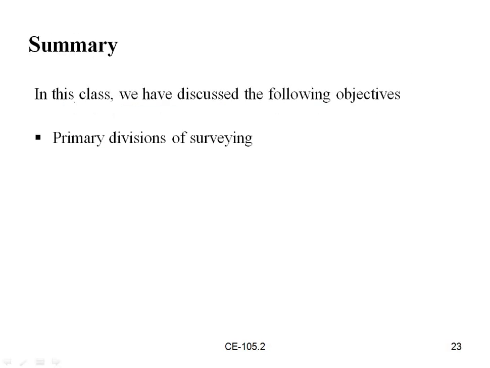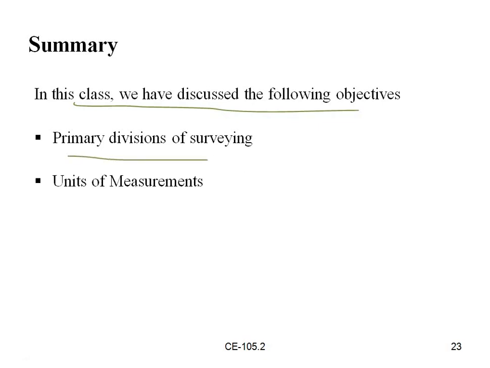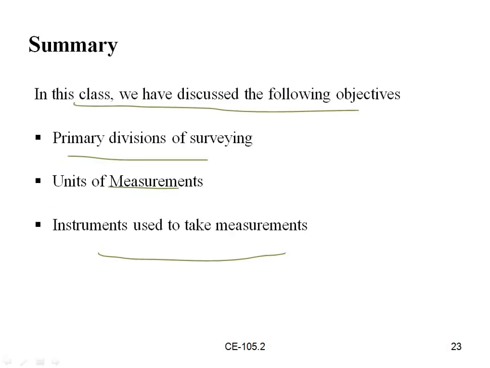Finally, the summary. In this class we have discussed the following: primary divisions of surveying, units of measurements, and instruments used to take measurements. So this is our general surveying. I hope everyone has understood. In the upcoming class we will see some of the basic principles of surveying. Okay, thank you. Have a nice day.